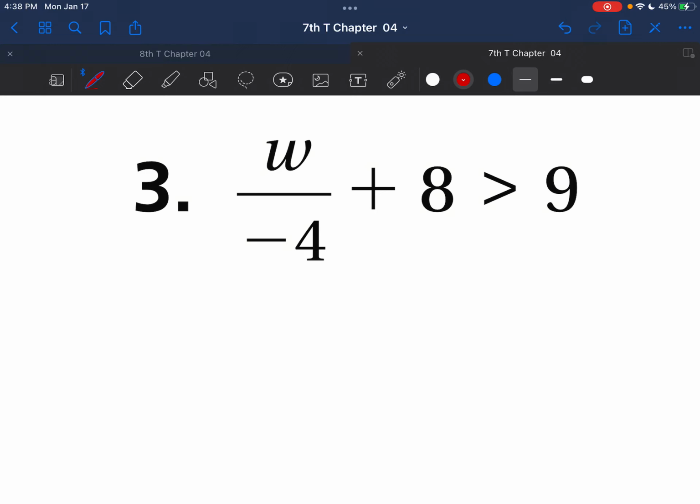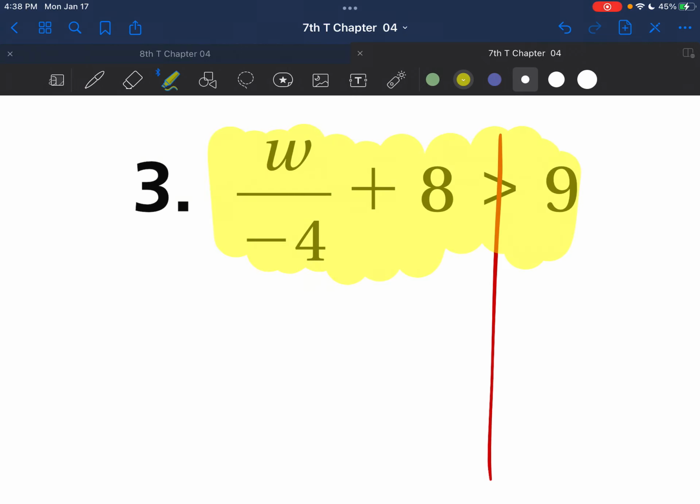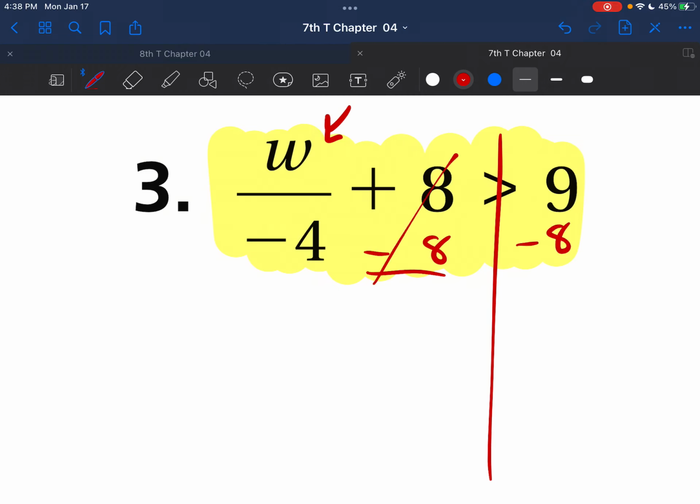Alright, last one. This one's with a fraction. Same steps. All you need to do is show your work. We know how to do this. We're going to break it down into small pieces. So we want to get this w by itself. How do you do that? Well, you do the opposite. We want to leave that last, so let's do some opposites. What is the opposite of adding 8? That would be subtracting 8. Cross that off. Subtract 8. What's 9 minus 8? That's going to give you 1.